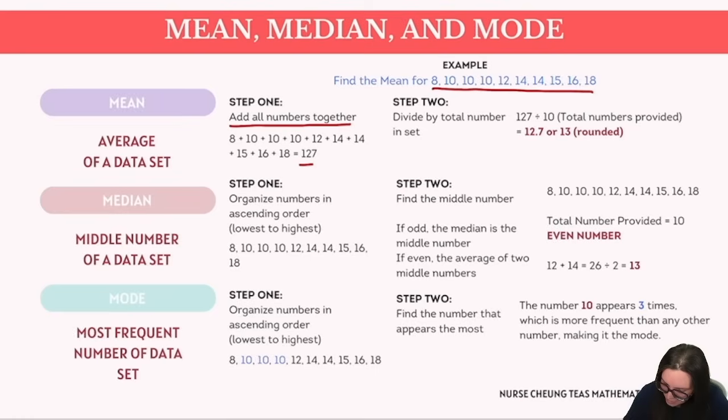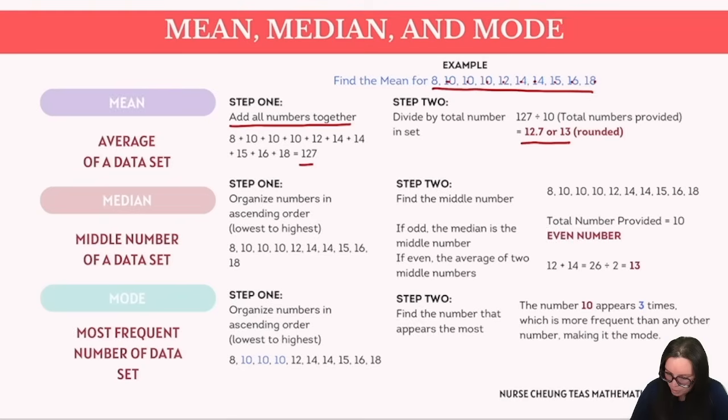So if we count these numbers, 1, 2, 3, 4, 5, 6, 7, 8, 9, 10, we have 10 numbers. So we're going to take 127, which was our sum, and divide it by 10, which was the total number of numerical digits that were provided to us. That's going to give us 12.7, or 13 if the TEAS asks you to round it up. So the mean of this data set is 12.7 or 13.